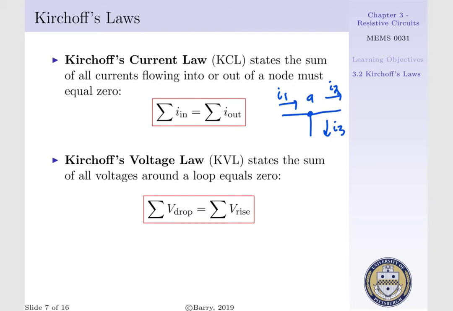Kirchhoff's second law, that is, Kirchhoff's voltage law, or KVL, states the sum of all voltages around a loop must be equal to 0. That is, the sum of our voltage drops must be equal to the sum of our voltage rises. We have seen this before when analyzing a simple circuit.